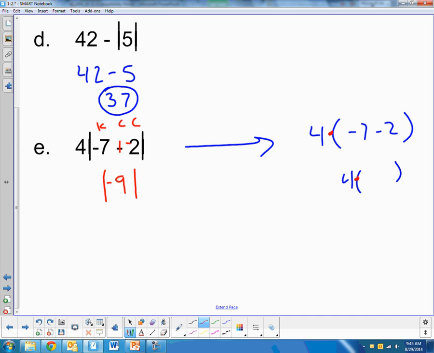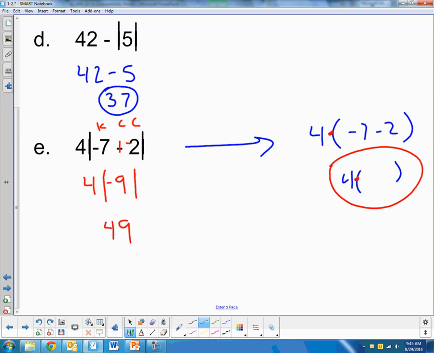Absolute value bars are still there, and the 4 is still there. Now I can take the absolute value of negative 9. Negative 9 is 9 away from 0. Done. But I can't just put 49. That would be wrong, right? I mean, it's not 4 and 9. It's not 49. It's just like back here when we were looking at the parentheses.